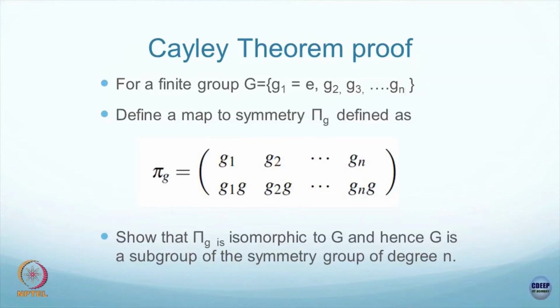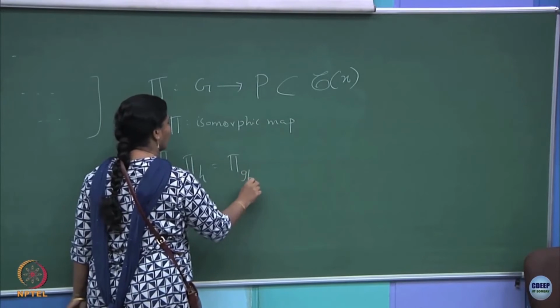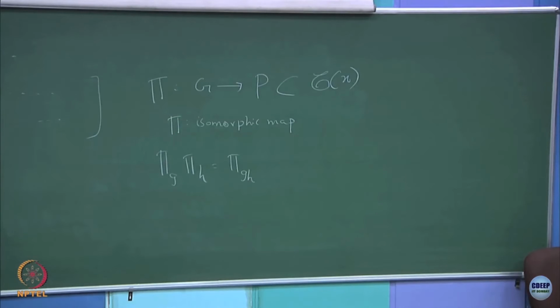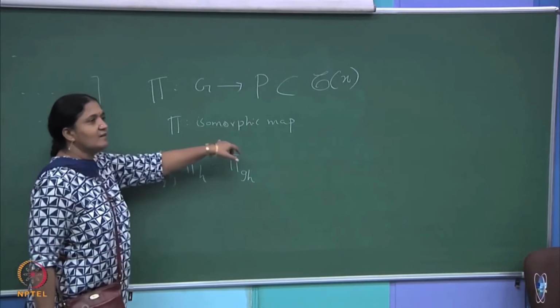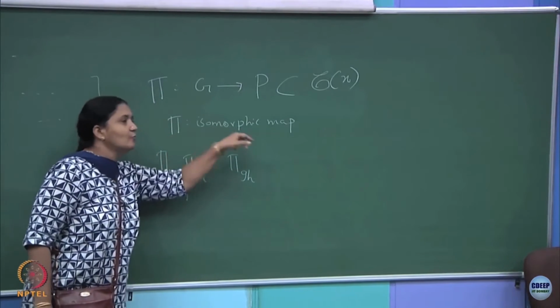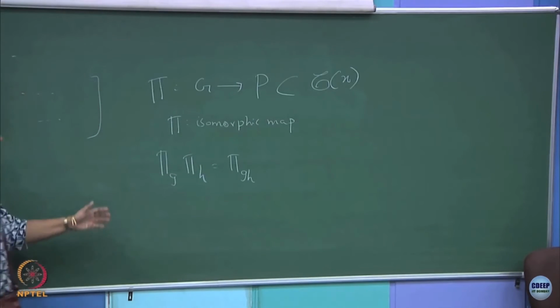Now, I will leave it to you to do pi G1, pi G2, or pi G, pi H, and show that to be pi GH. Okay. These things I want you to check. So, these are the properties to show that this is a homomorphic map, or in fact it is an isomorphic map, right.